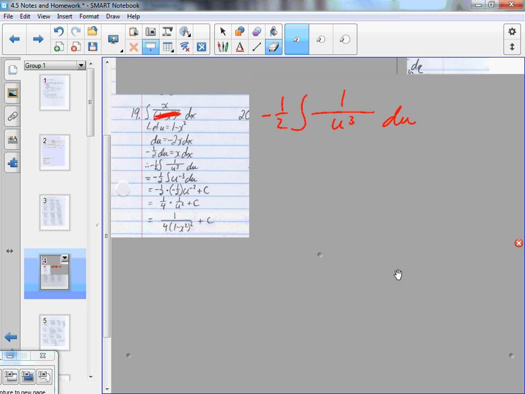So then our final answer, we have a numerator of 1 because 1 times 1 is 1. We have a denominator of 4u squared, but u is 1 minus x squared, so 4 times (1 minus x squared) squared, plus C.